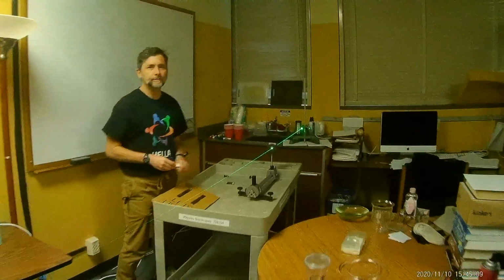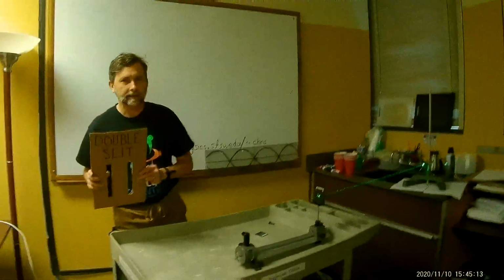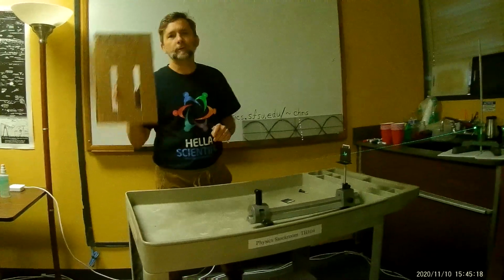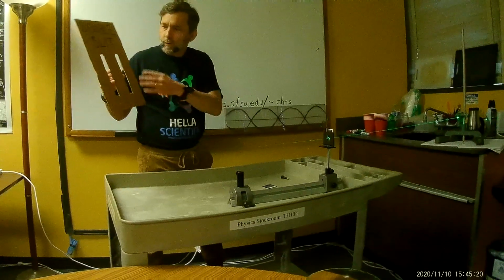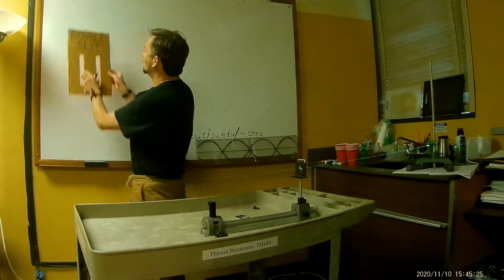McCarthy at San Francisco State. Today I've got a double slit. A double slit is two slits. Things can go through it. Perhaps particles could go through a double slit. If this were, say, a stencil, we could have spray paint particles going through.